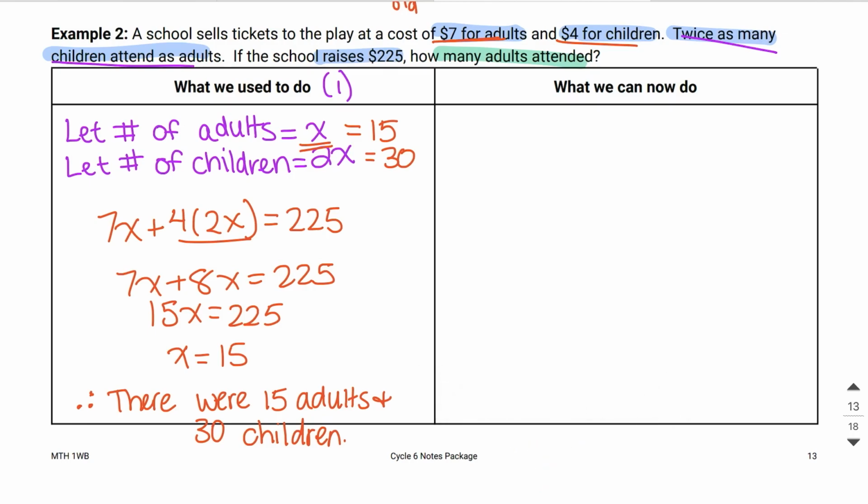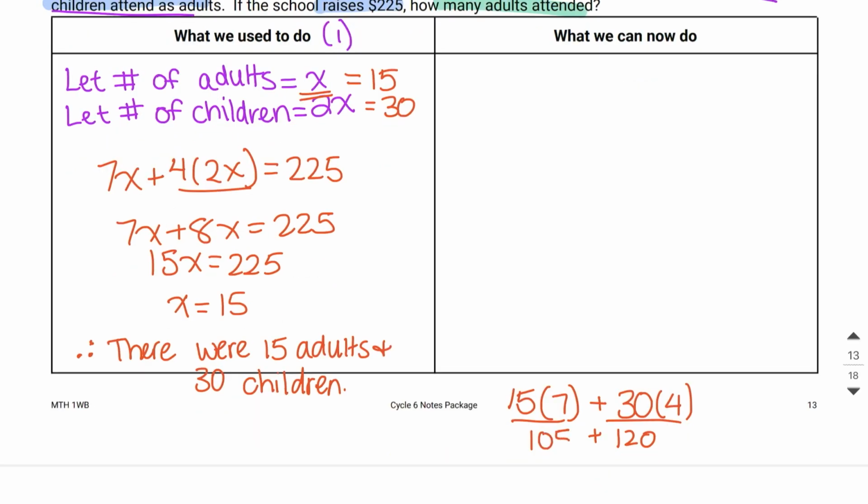But we can also double check to make sure that this is right. So if there's 15 adults at $7 per adult and 30 children at $4 per child, multiply these numbers together, you would get 120 over here, and then 15 times 7 would be 105. And then you could add those together and we would end up getting 225. So we know that we did this right. This is tricky to do with one variable.